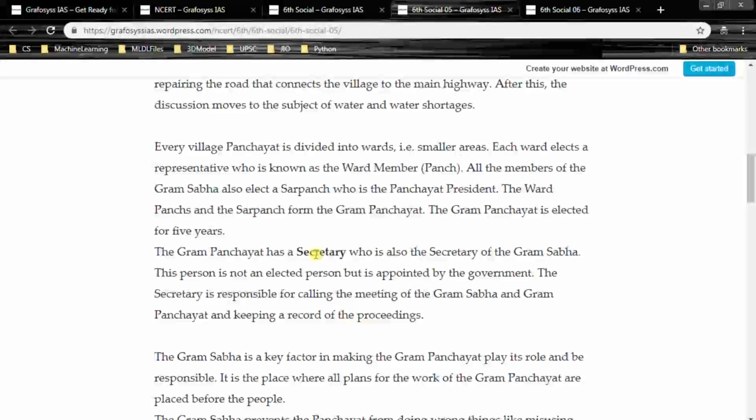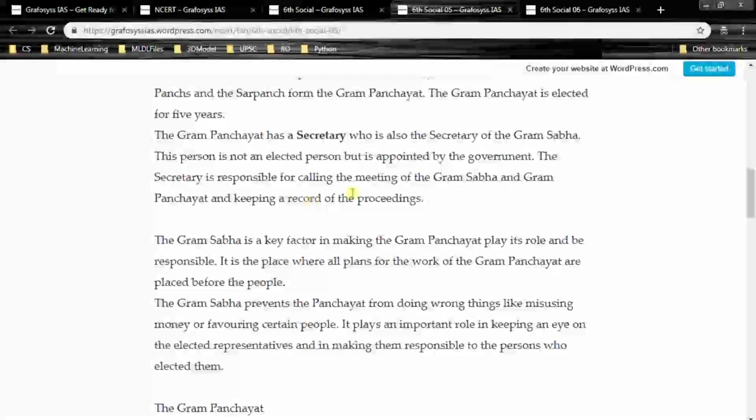So the secretary is not elected but appointed by the government. He is responsible for calling the meeting of the Gram Sabha and Gram Panchayat and keeping a record of the proceedings. Right, so he has to keep all the records. He is appointed by the government.